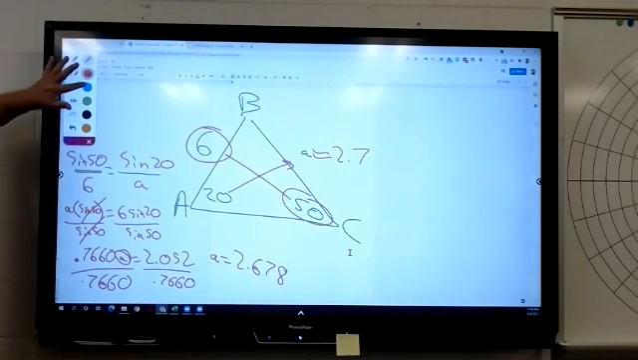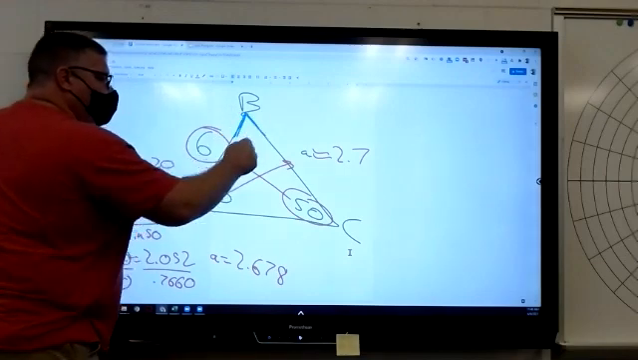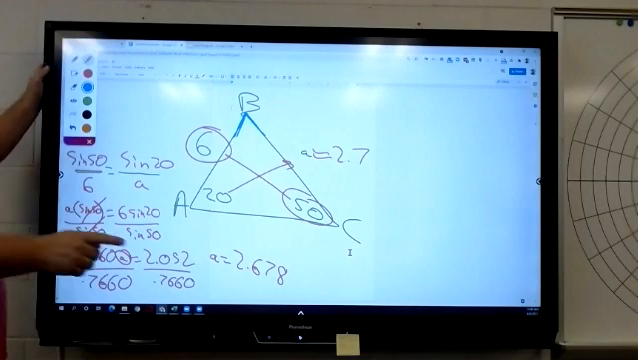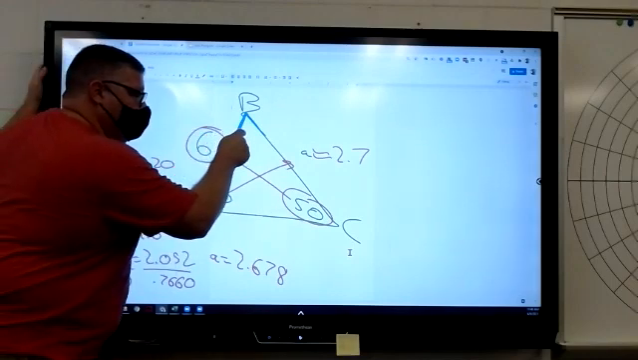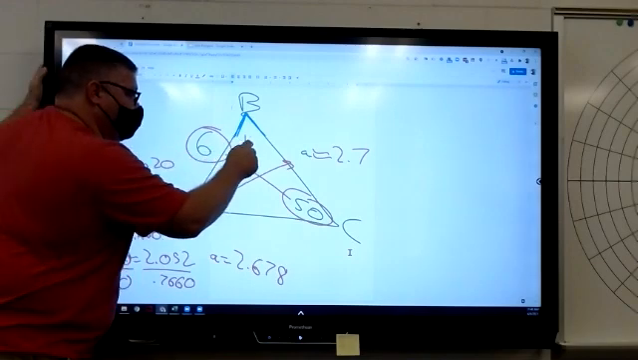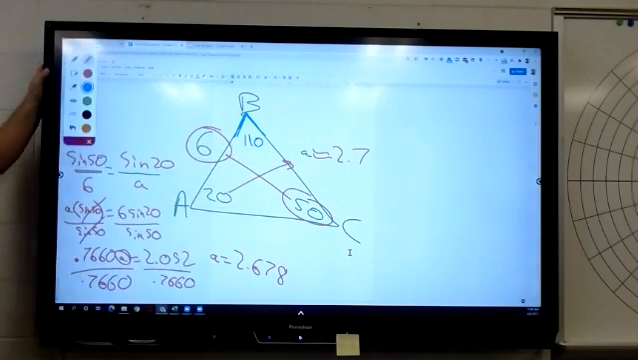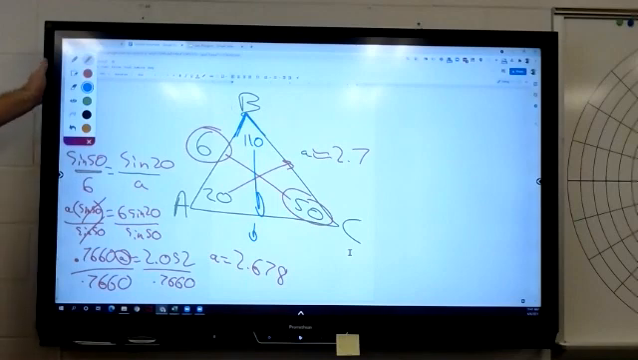Okay, cool. How do I find the rest of it? What's the next thing I need to find? B. How in the world do you find B? Do you already know 20 and 50? So what's this? Well, whatever 180 minus, yeah, so it's 110. Does everybody agree? So then can I use that to find little b? Let's do it. Go for it, guys.